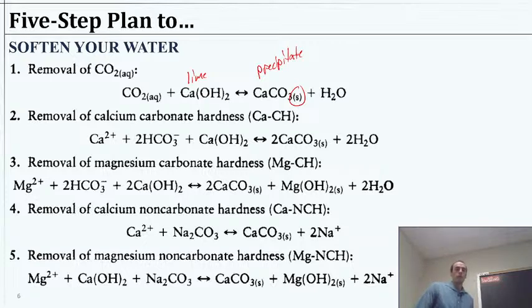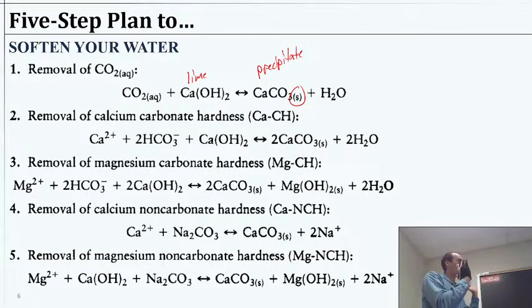Okay, so number 2 then is to remove calcium carbonate hardness. And this is going to introduce another concept here. We can define specific categories of hardness. If we're to think about our total hardness, we have calcium and magnesium. Generally, those are the 2 that we care about. So let's pretend for a moment that all we're dealing with is calcium and magnesium.